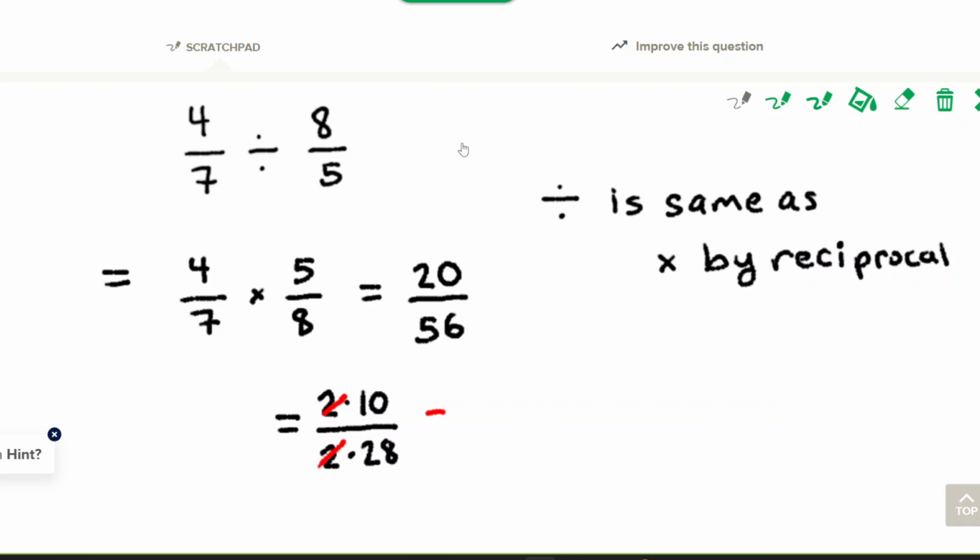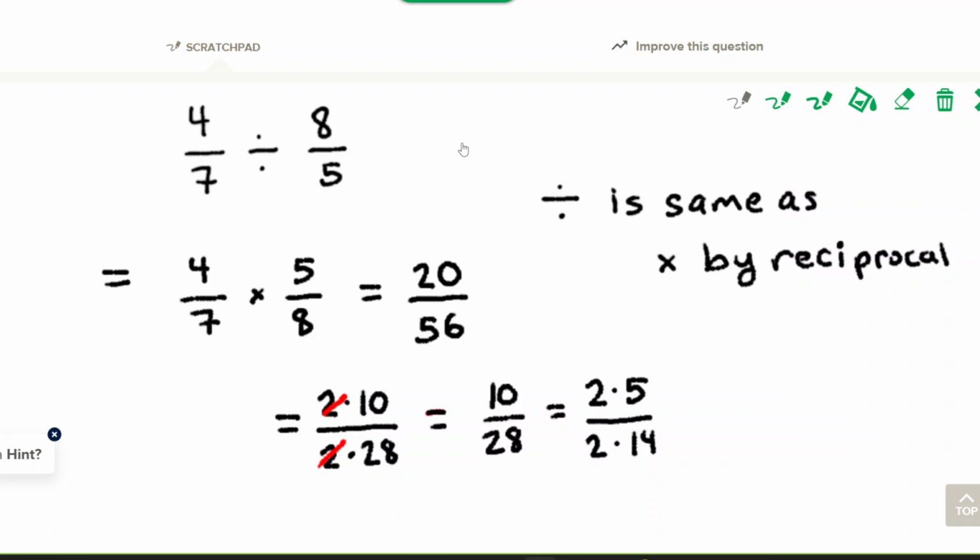Oops, let me change the color back. All right, so now I'm left with 10/28ths. But 10 and 28 also have a common factor of 2. They're both even as well. 10 is 2 times 5. 28 is 2 times 14.